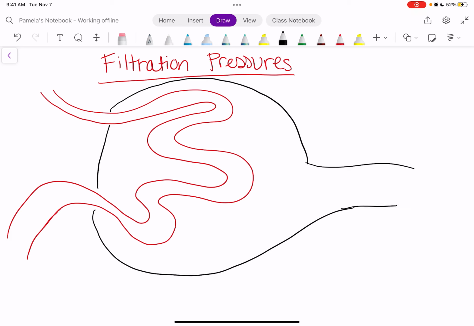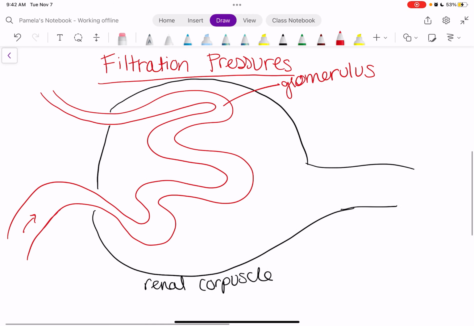Okay, but we can see the structure we have here. This is the renal corpuscle again. And instead of drawing a really coiled sphere here, this is the glomerulus. I've drawn it differently because I want to be able to write inside of it. So I'm drawing it this way for now. Okay, and we'll call this one the afferent arteriole and this vessel right here, the efferent arteriole.